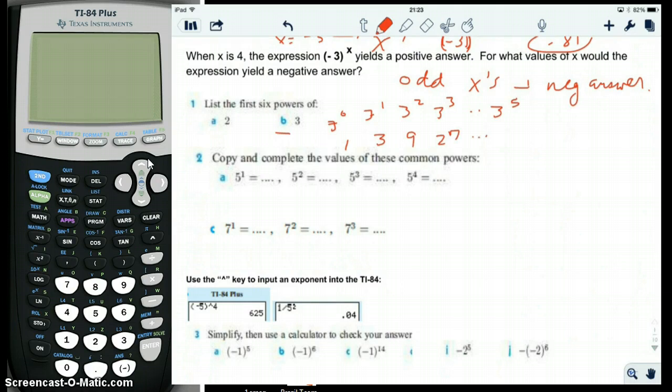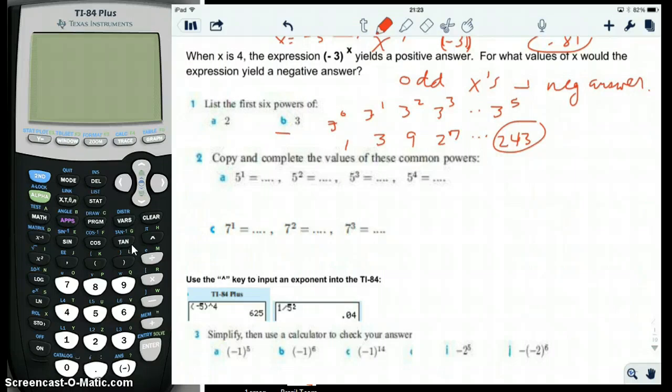And the last one would be 3 to the 5th, which would be, I think it's like 283. 3 to the 4th, as you remember, is 81. 81 times 3 is, oops, I'm sorry, it's 243, isn't it? 243. Okay? All right. Copy and complete the values of these common powers.